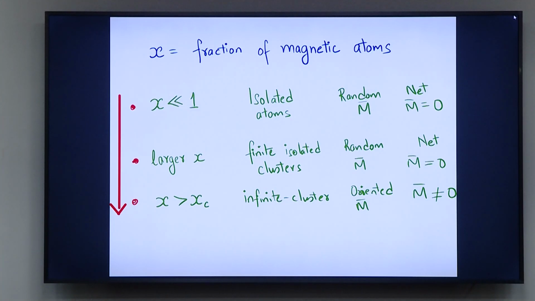It's called an infinite cluster, something which has infinite size. Now, are we really working with infinite samples? We are not. Infinite cluster means if you increase the size of the system, the cluster also grows with it. There is no limitation to how big it can be. That's an infinite cluster. And here you get oriented magnetization, which is non-zero.